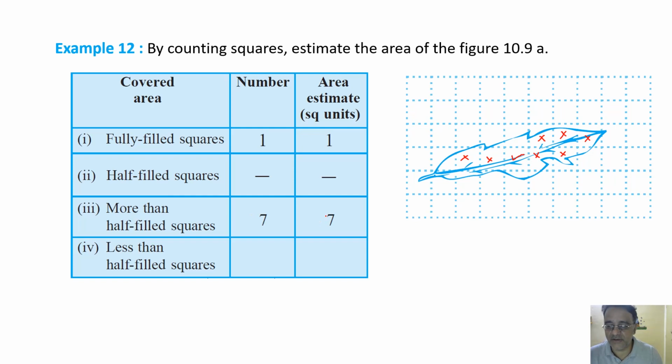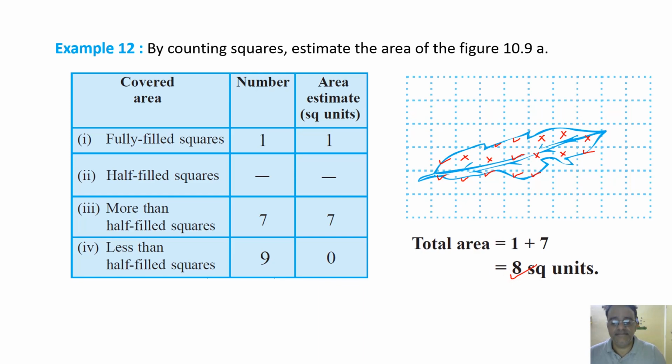so 7 square units. Now less than half filled जो बचा हुआ है उसको लिख देते हैं: 1, 2, 3, 4, 5, 6, 7, 8 and one small part is there, 9. So total area will be 1 plus 7 only, that is 8 square units.